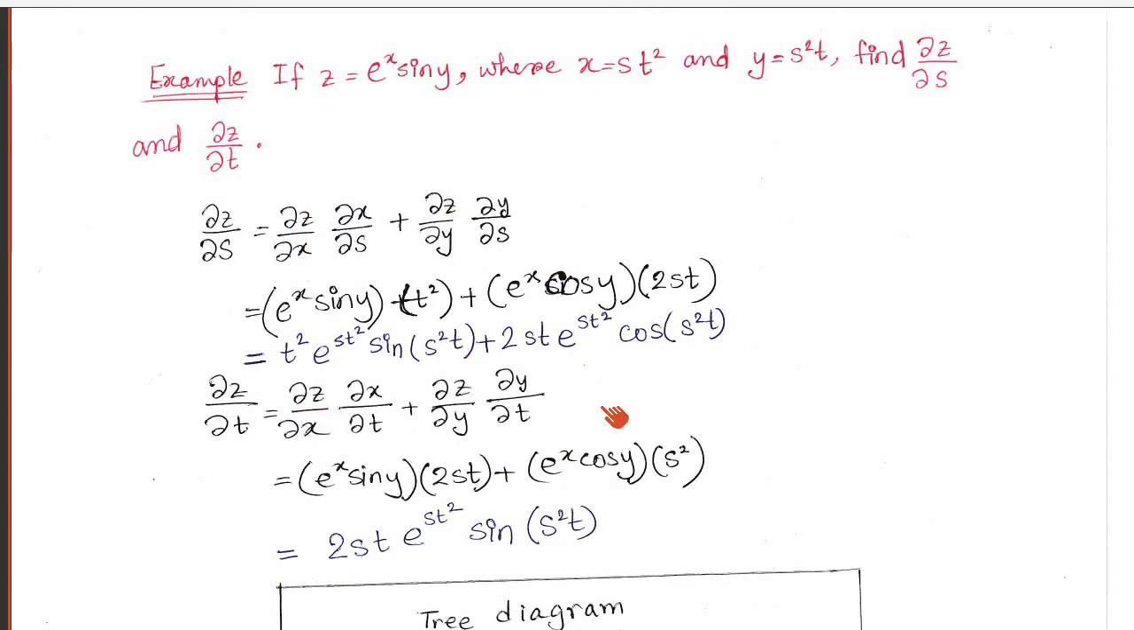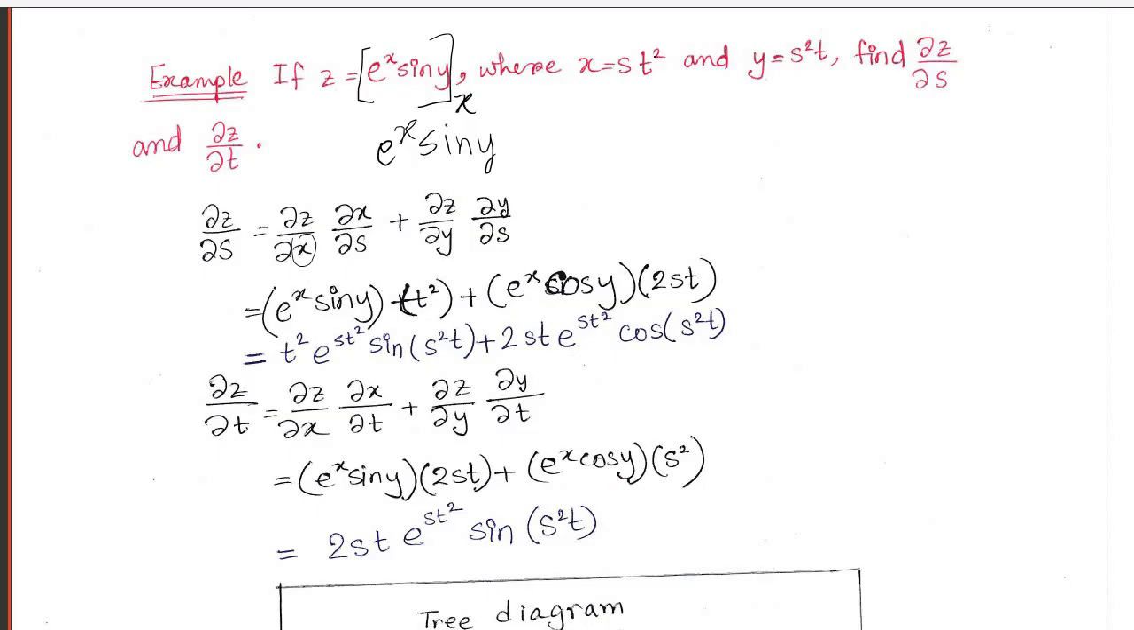So we wrote the formulas, accordingly now we will perform partial differentiation. So if this is our z, differentiate this with respect to x. So with respect to x, what will this be? e to the power x sin y is the constant coefficient, e to the power x sin y.